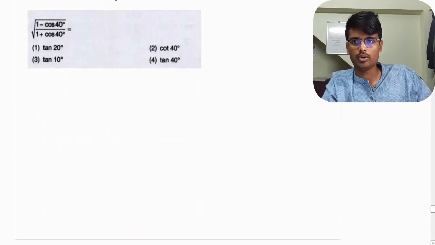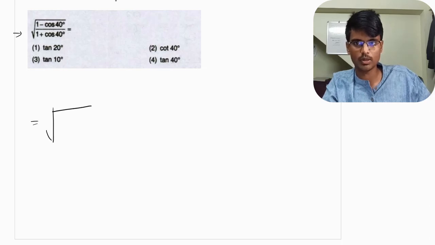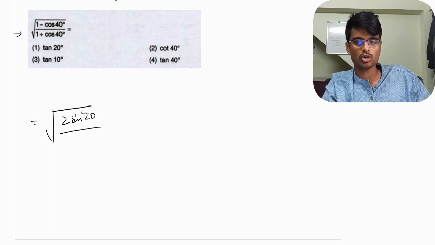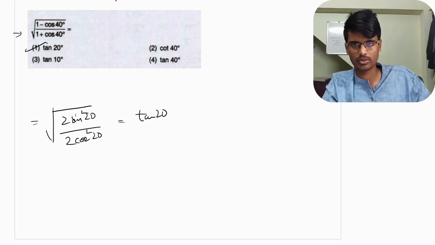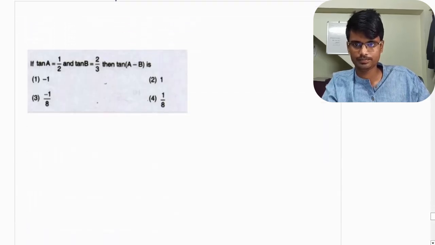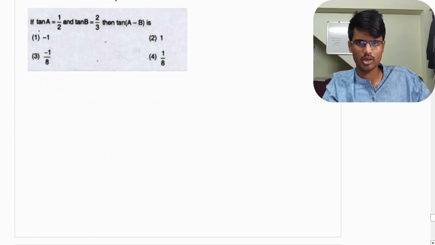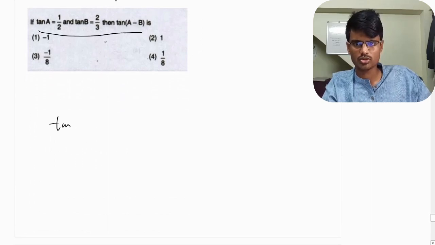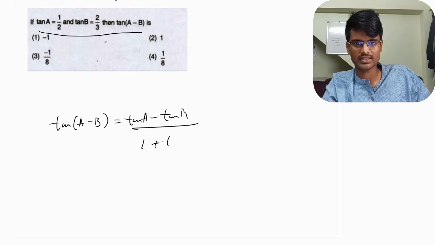Yeah, again a good question. So what is 1 minus cos theta? It is nothing but 2 sine square theta by 2, which is nothing but 2 sine square 20. 1 plus cos theta is nothing but 2 cos square theta by 2, 2 cos square 20. So this is nothing but tan 20. Direct question. Again, this is a direct question. I don't want to solve this. You just need to apply the formula. Tan A minus tan B over 1 plus tan A tan B.